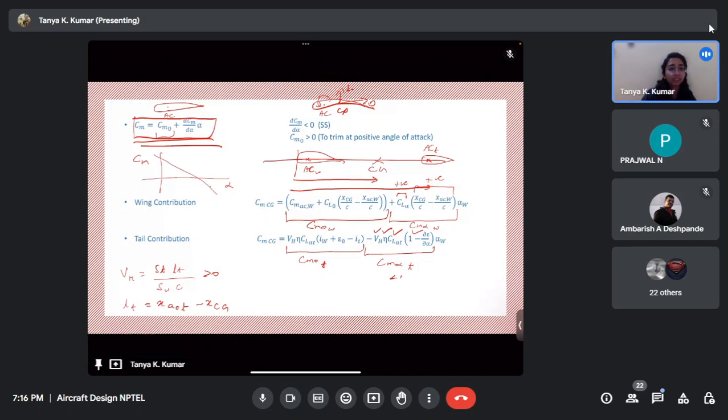In the longitudinal case, it is Cm alpha. In the other cases, you have the other stability derivatives. That is what measures the stability of an aircraft, not any instrument or any other quantity. I just wanted to clarify that.